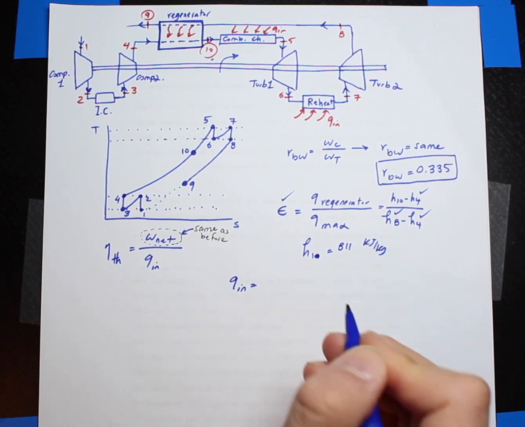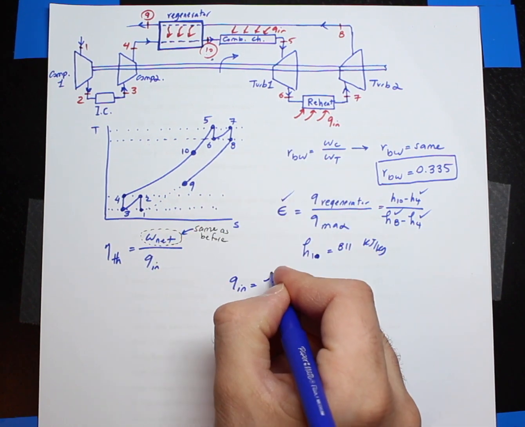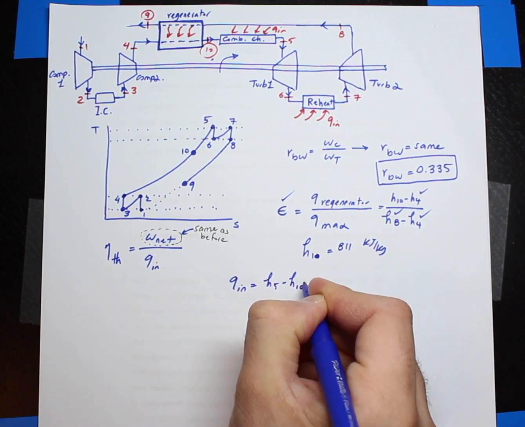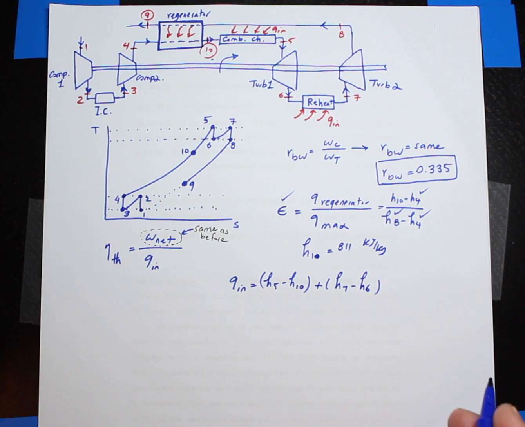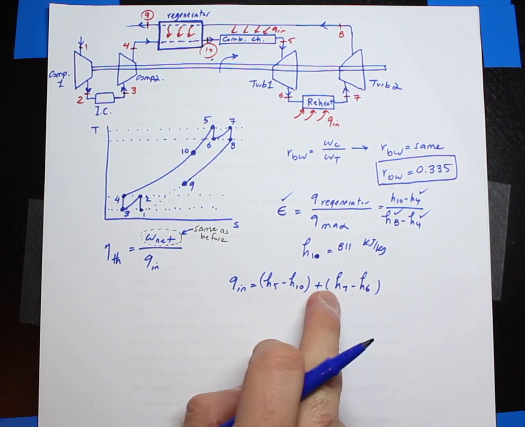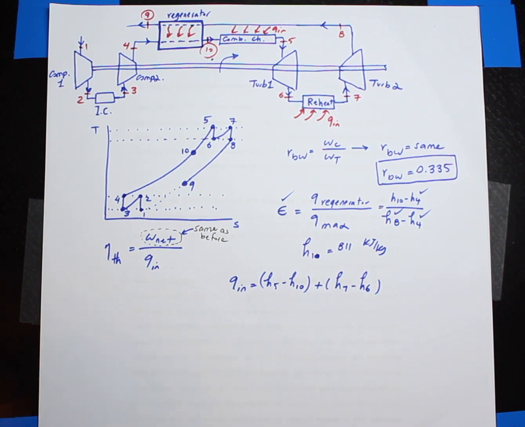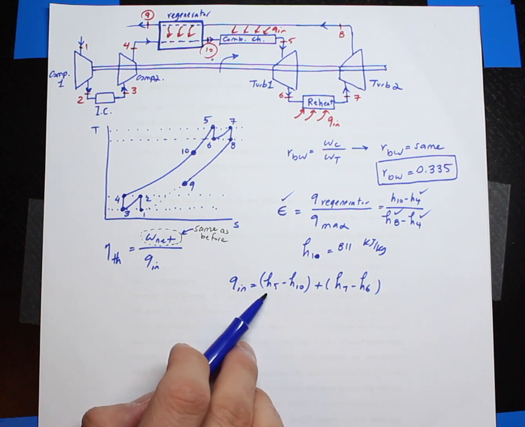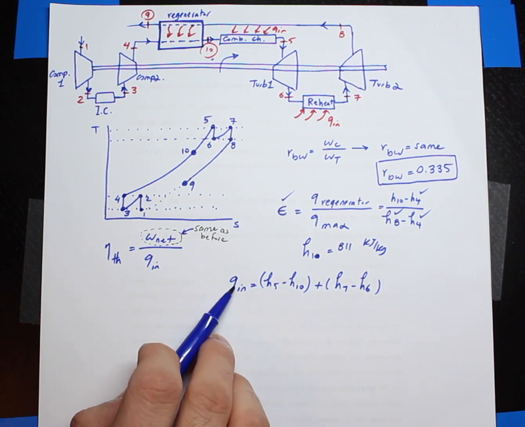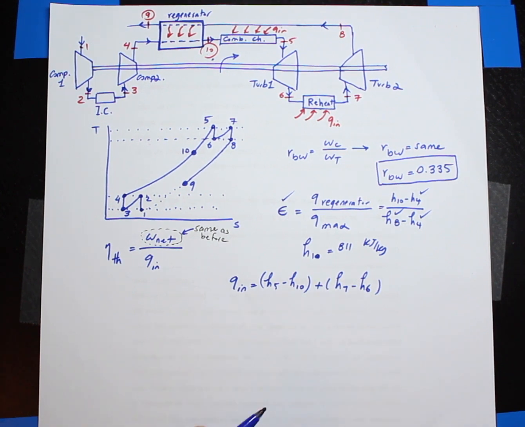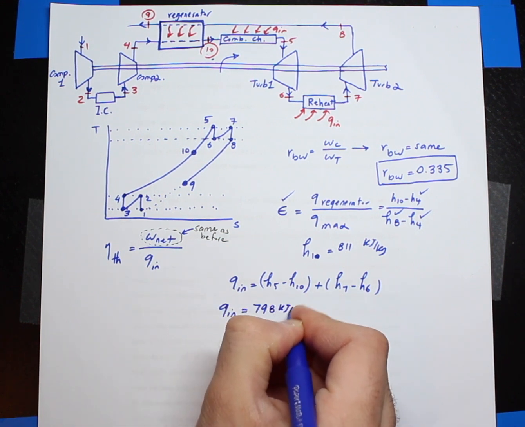This time Q in is going to be from 10 to 5 and from 6 to 7. So Q in is H5 minus H10 plus H7 minus H6. H7 minus H6 is the same value as I had before. So the only part that changes in Q in is this part, in fact H10. Previously, in the previous schematic, we had H5 minus H4 for Q in plus H7 minus H6, but right now we have H5 minus H10. That's the only difference. So Q in is going to be equal to 798 kilojoule per kilogram.